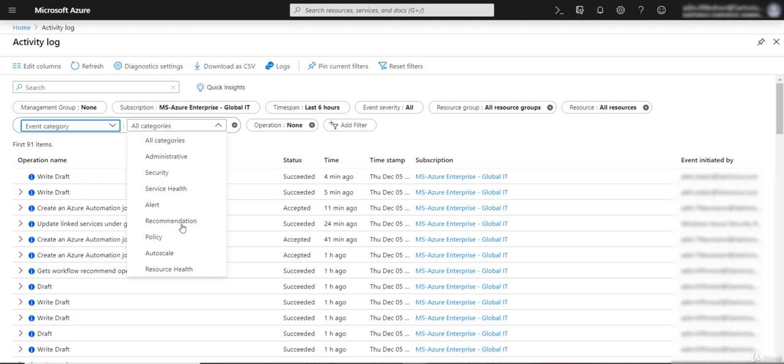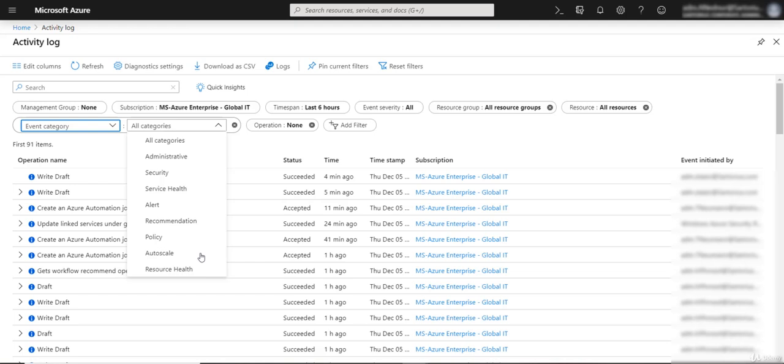The next category is recommendation. You would see recommendations on your resources like Azure websites and SQL. These events offer recommendations for how to better utilize your resources. The next one, policy and resource health combined. These are reserved for future use. These categories do not contain any events.